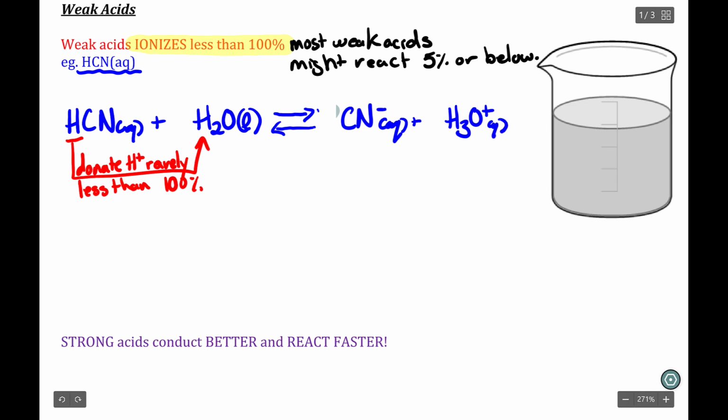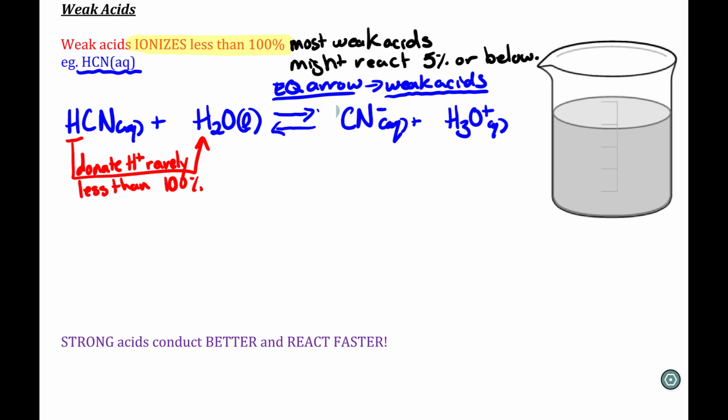aqueous. And when I say the reverse reaction, I mean when CN- hits a hydronium, some of the time it actually recreates a water and an HCN. But it's doing this at the same rate that HCN is reacting with water to produce CN- and H3O+. So we call this an equilibrium arrow. And equilibrium arrows are always required for weak acids and weak bases. This is a topic we look at extensively in acid-base equilibrium further on in chemistry. So that's the big difference. It ionizes less than 100%.